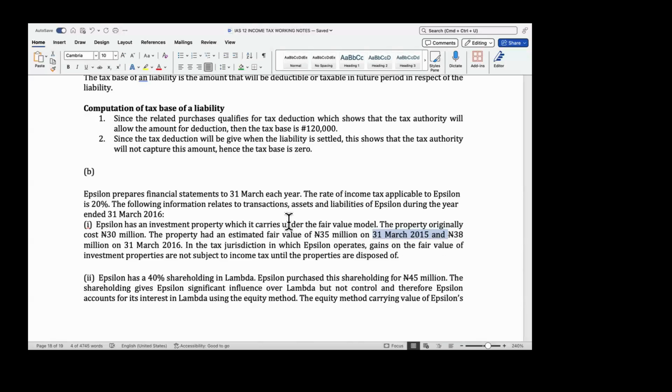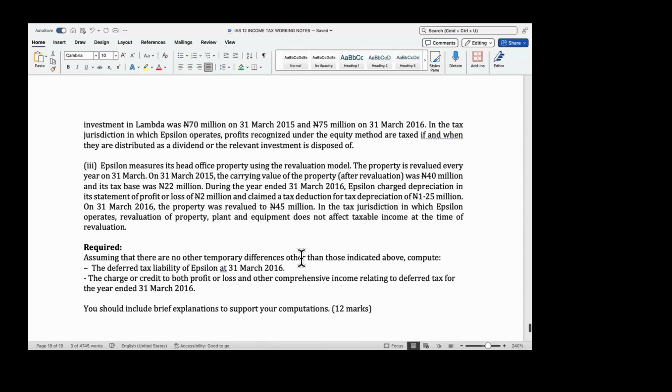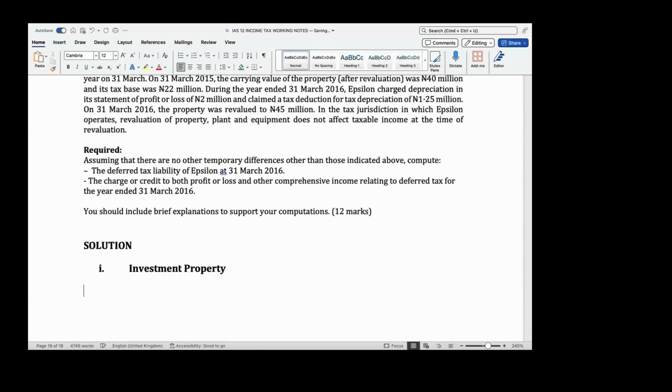And from here, I can see that this investment property is carried under the fair value model. The cost of this property was 30 million, and the value rose to 35 million in 2015 and 38 million in 2016. I was told that in the tax jurisdiction in which this company operates, any gain in fair value is not subject to tax until the properties are sold off. Okay, reasonable.